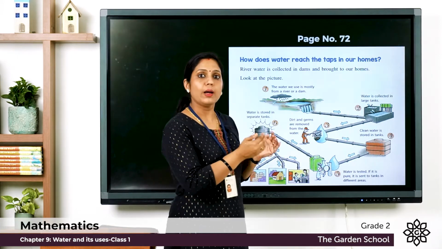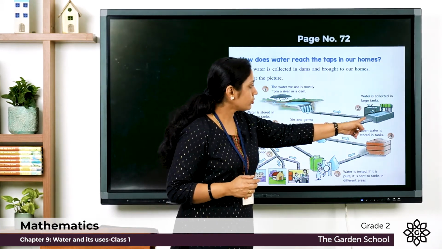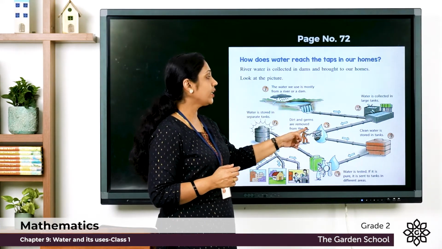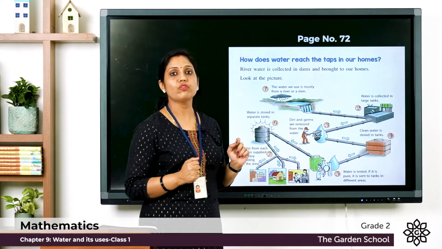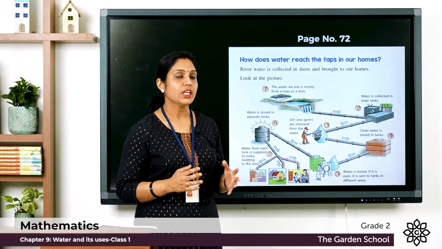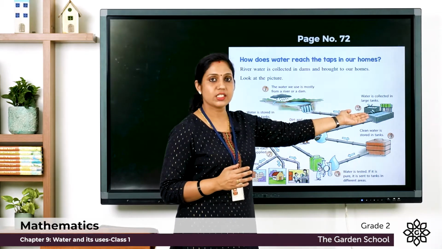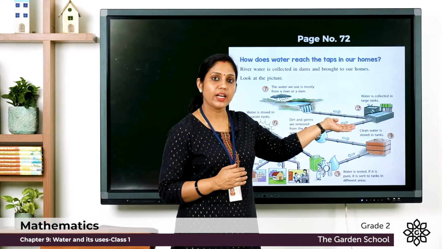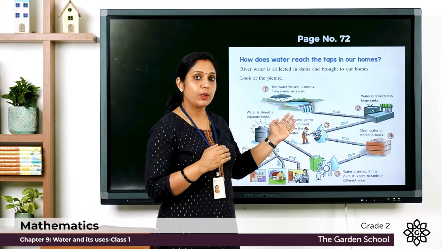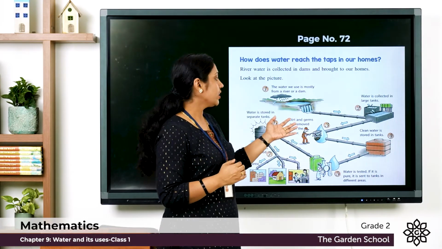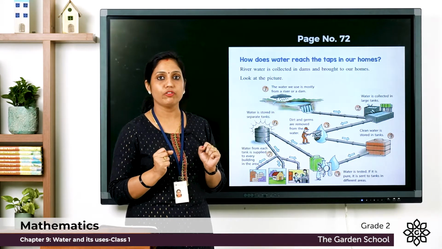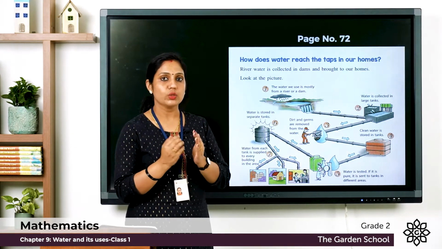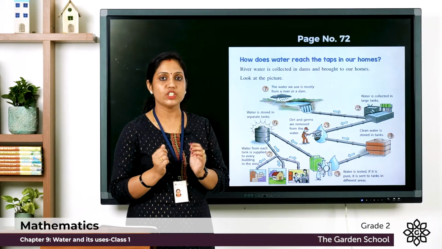From the river, a pipe is connected and it reaches large tanks. From there again, a pipe is connected, and in between you can see dirt and germs are removed from the water. So what happens? The water from the river reaches the large tanks, and from there it comes to other tanks. But before it reaches the other tanks, the dirt and germs are removed from the water. That is, the water is purified. It is being filtered.